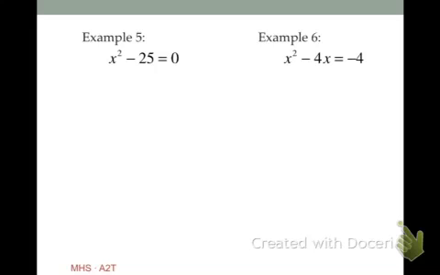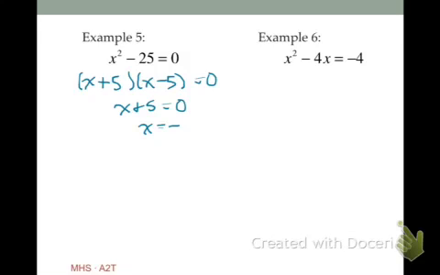Alright, let's try the next one. Now this one looks like a special case. This is a difference of squares. And so I know whenever I have a difference of squares, I'm going to get x plus something and x minus something equals 0. And basically all I have to do is look at 25 and say, what's the square root? That's a perfect square. So that is going to be x plus 5 times x minus 5 equals 0. So if I solve that, I'm going to get x plus 5 equals 0, or x equals negative 5. And I'll get x minus 5 equals 0, or x equals 5. Sometimes we'll just write that as x equals plus or minus 5.